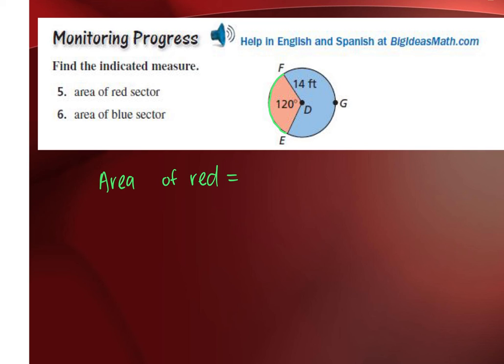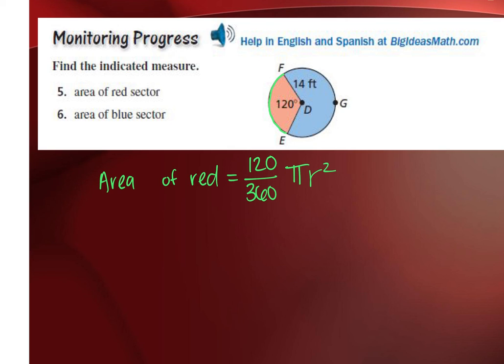Zoe? 120. We take that 120, and to find out what portion of the circle it is, what do we do? Divide by 360. And then we multiply that by the area of the whole circle. Now, instead of writing it as A, what do we know is the area of the whole circle? We know that area is equal to pi radius squared. Pi r squared. Very good.